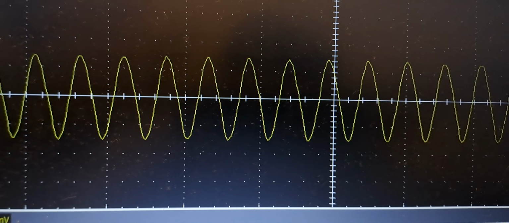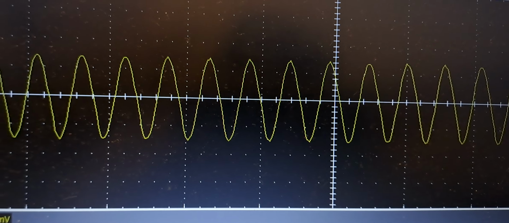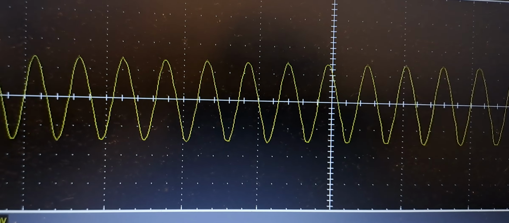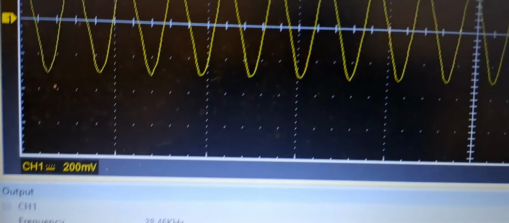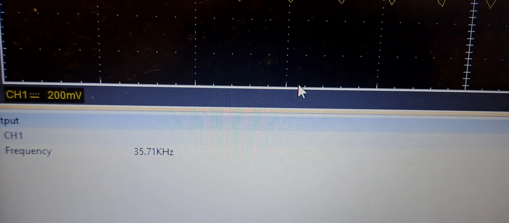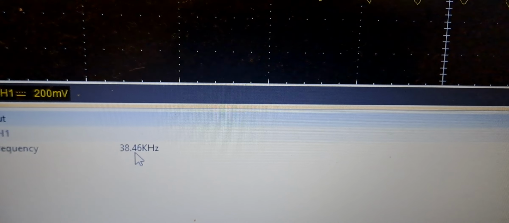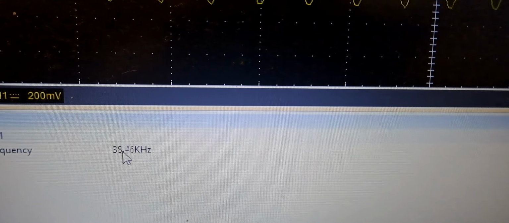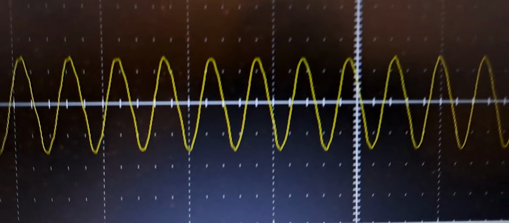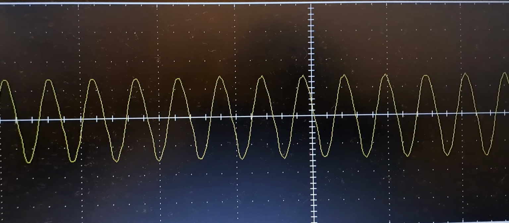Here, if I reduce the timing a little, this is the waveform. You can see the frequency the oscilloscope is getting is 35 kHz. It is a little oscillating, between 35 and 38 kHz. So here you can see this is the waveform.